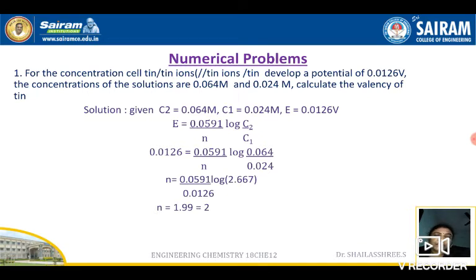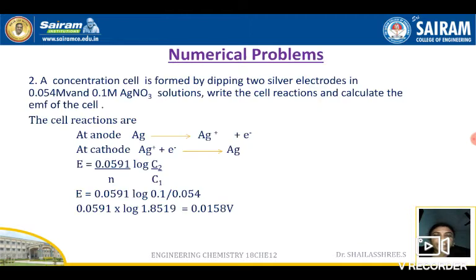Okay, so one of the applications is fulfilled. What are the applications of the concentration cells? They are used in the determination of valency of ions. Okay, next one more problem, a simple problem. A concentration cell is formed by dipping 2 silver electrodes in 0.054 and 0.1 molar silver nitrate solutions. Write the cell reactions and calculate the EMF of the cell.